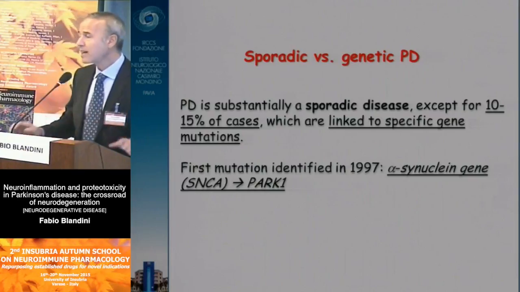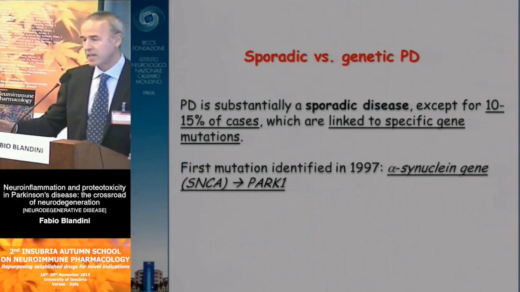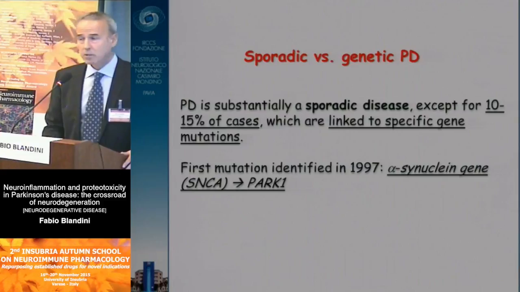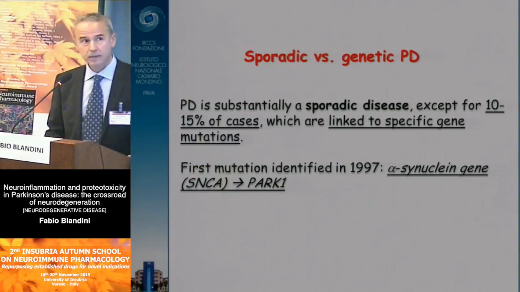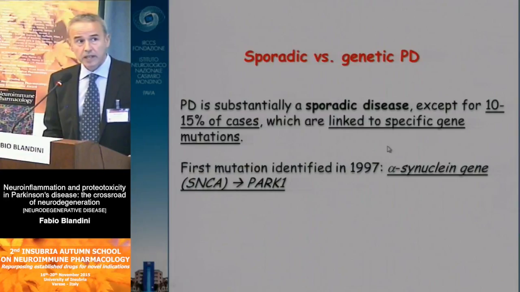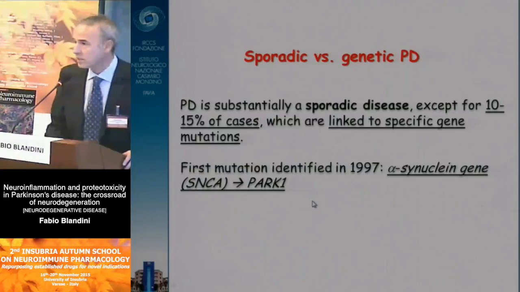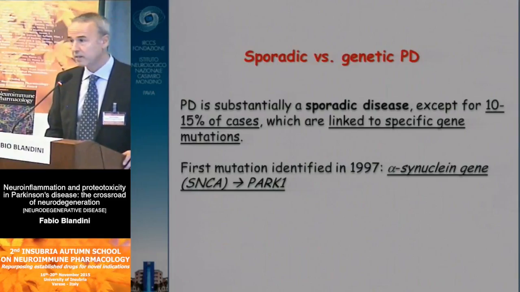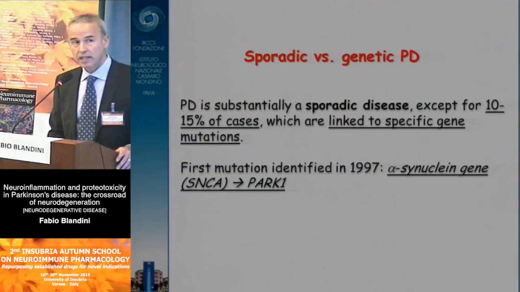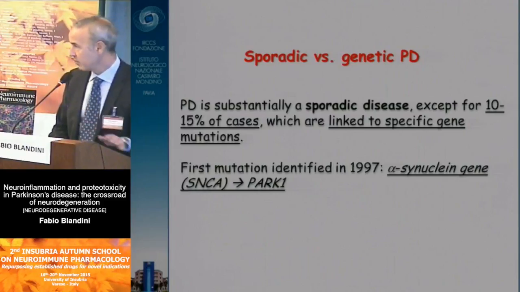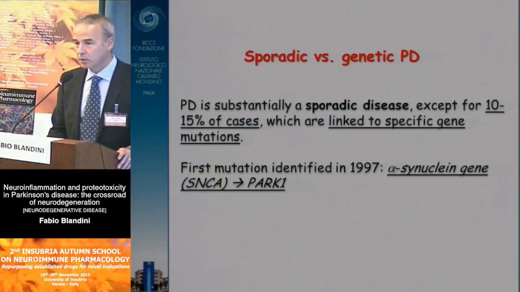It is substantially a sporadic disease, and the same thing applies to Alzheimer's disease, for example, or ALS, except for a percentage, 10 to 15% of cases, which recognize a genetic origin, a Mendelian origin. The story about the genetics in Parkinson's disease is quite recent. It started in 1997 when it was discovered that the gene encoding for alpha-synuclein, the queen protein, we might say, for Parkinson's disease, was mutated.